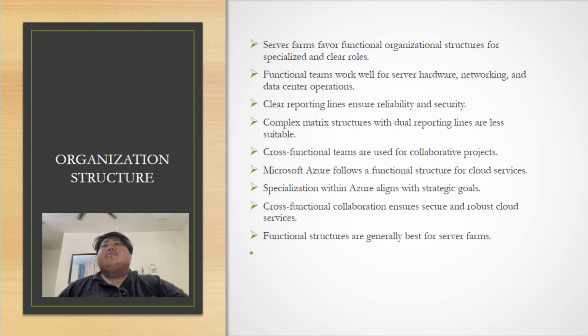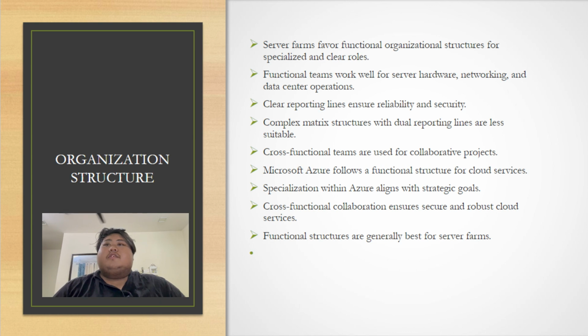For organizations managing server farms, functional organization structures are usually preferred due to the specialized nature of server farm operations. This structure groups experts in areas like servers, hardware, networking, data center operations, and system administration, promoting specialization and clear roles. Each has established clear reporting lines, crucial for reliability and avoiding ambiguity.